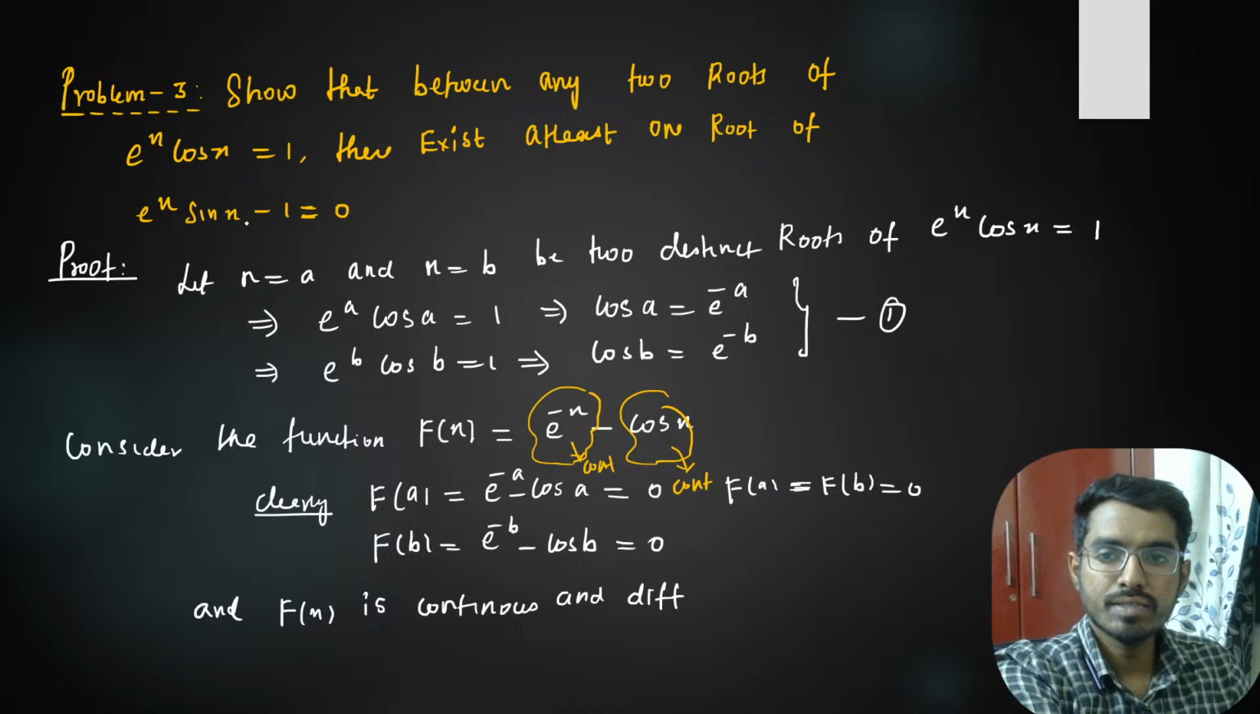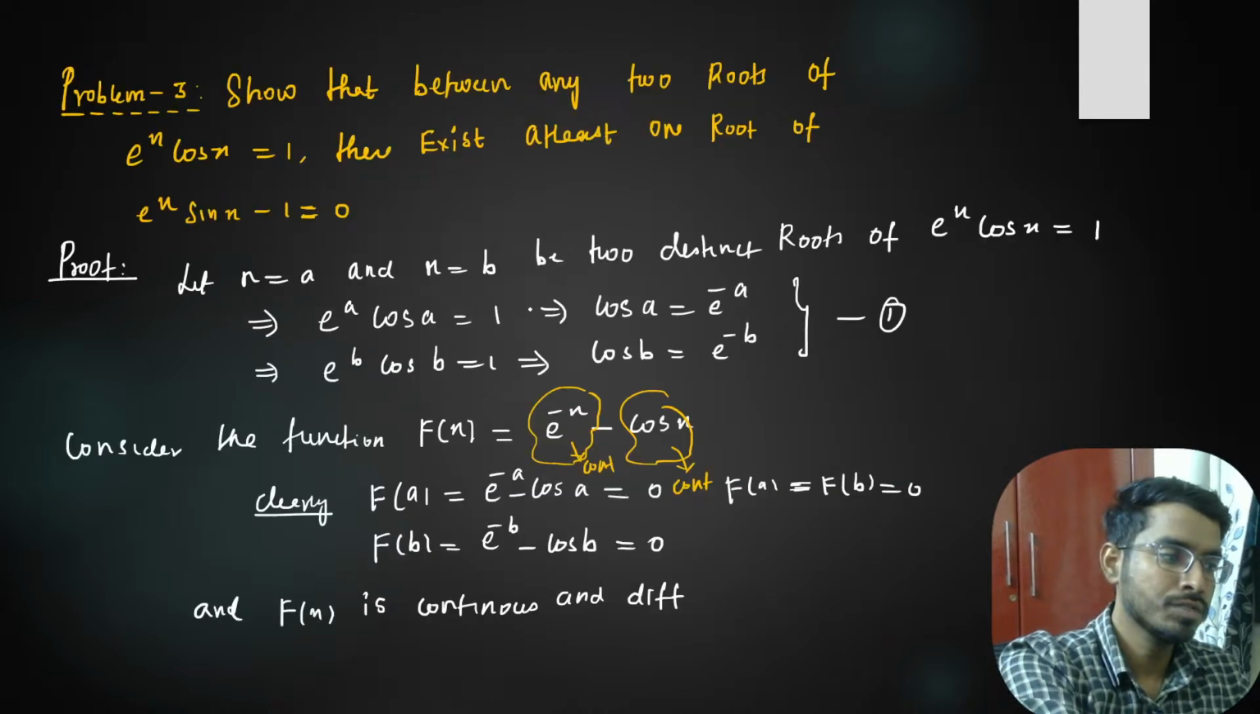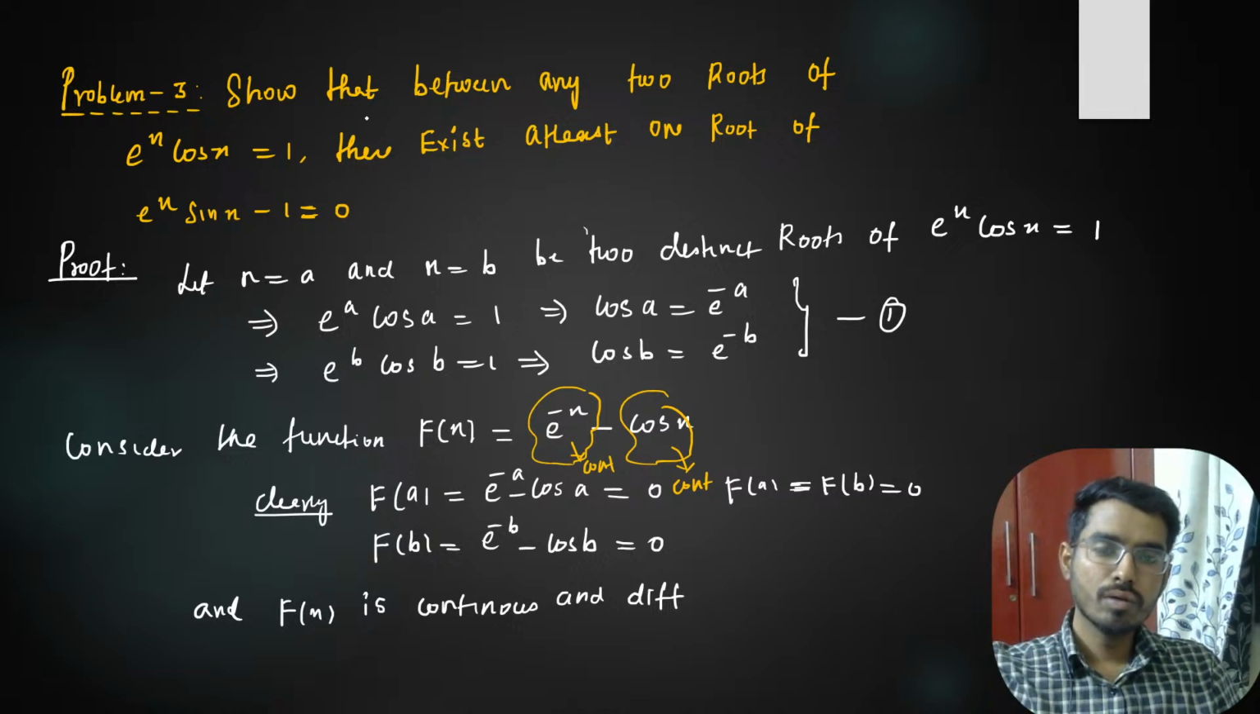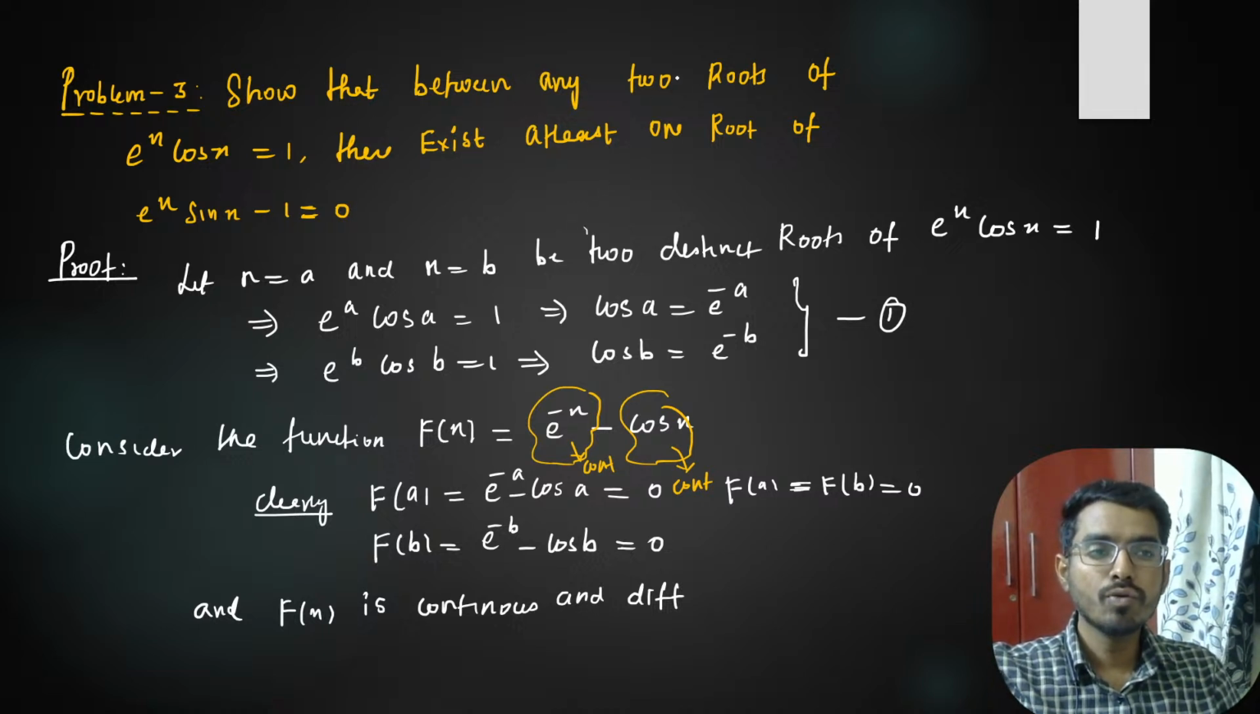Is it clear? Show that between any two roots of e^x cos x equal to 1, there exists at least one root of e^x sin x - 1 equal to 0.